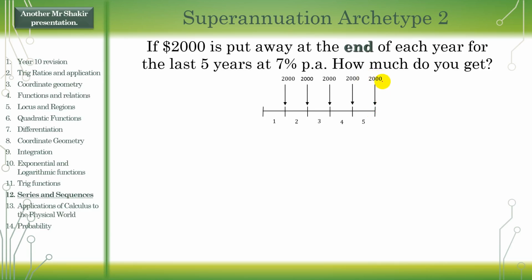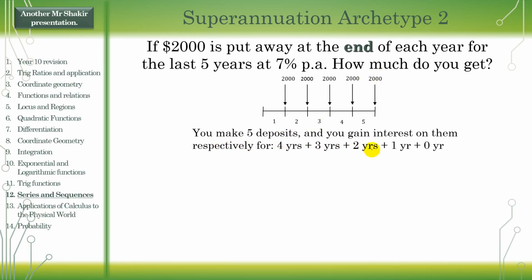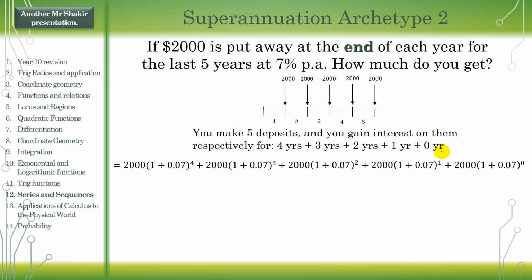So this will not have time to gain compound interest. So let's just say we'll make 5 deposits and you get interest on them respectively for, this one's going to gain interest for 4 years. 1, 2, 3, 4, right? And then 3, 2, 1, and 0.